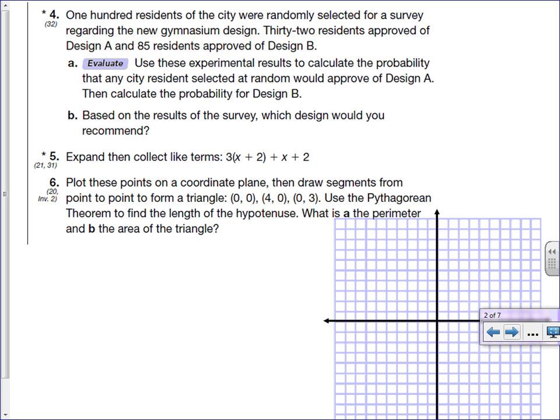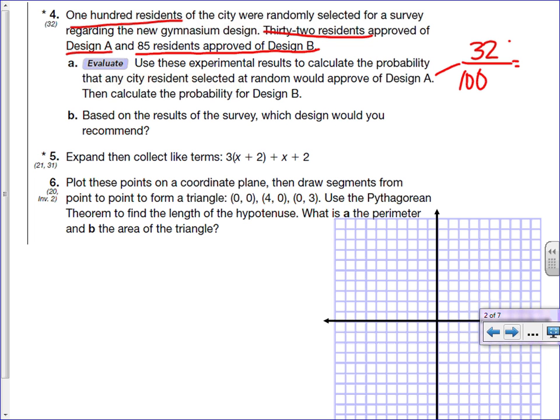"100 residents of the city were randomly selected for a survey regarding the new gymnasium design. 32 residents approved design A, 85 residents approved design B. Use these experimental results to calculate the probability that any city resident selected at random would approve of design A." So we look and we say, okay, how many people approved of design A? That was 32. And then how many total people were surveyed? 100.